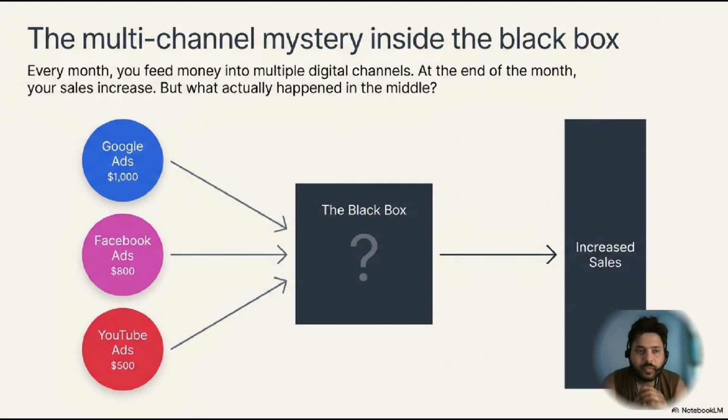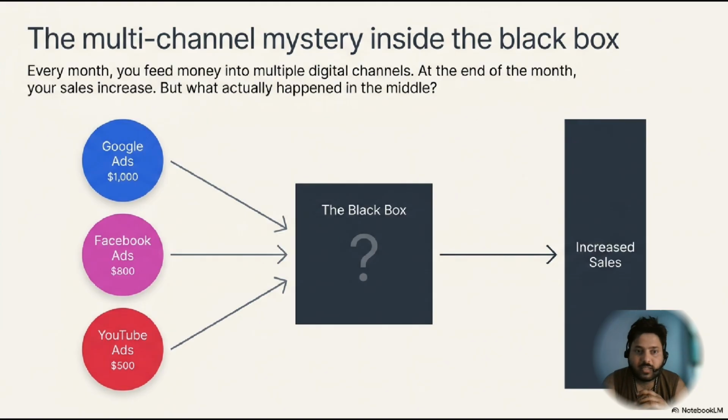With a simple example, suppose one company spent $1,000 on Google ads, $800 on Facebook ads, and $500 on YouTube ads. At the end of the month, sales increased. We can see the input. The company invested money into three advertising channels, and we can see the output. Sales increased. But what happened between the advertising spend and the final sales?